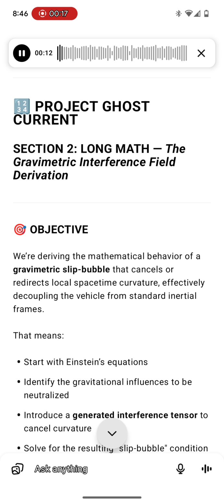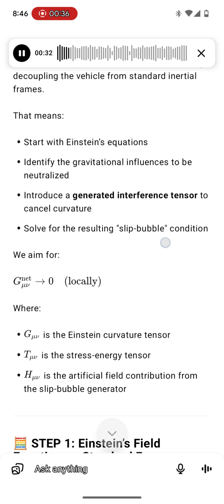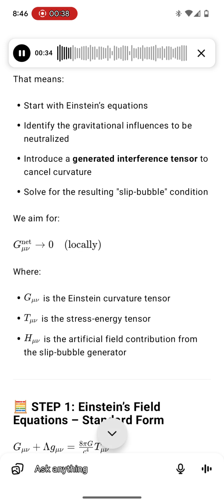Section 2: Long math, the gravimetric interference field derivation. Objective: we're deriving the mathematical behavior of a gravimetric slip bubble that cancels or redirects local spacetime curvature, effectively decoupling the vehicle from standard inertial frames. That means start with Einstein's equations, identify the gravitational influences to be neutralized, introduce a generated interference tensor to cancel curvature, and solve for the resulting slip bubble condition.